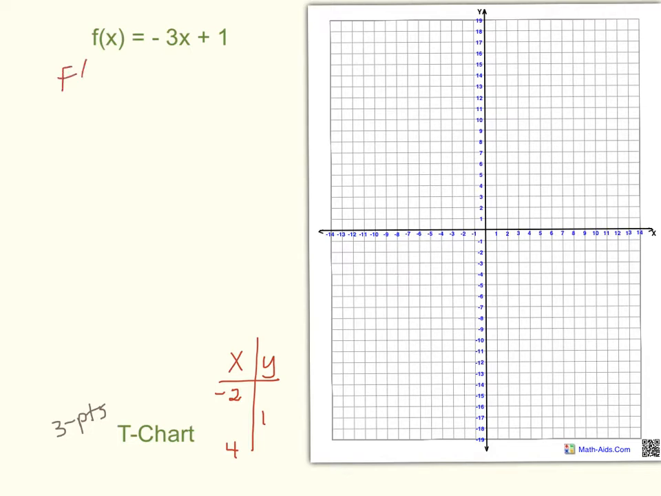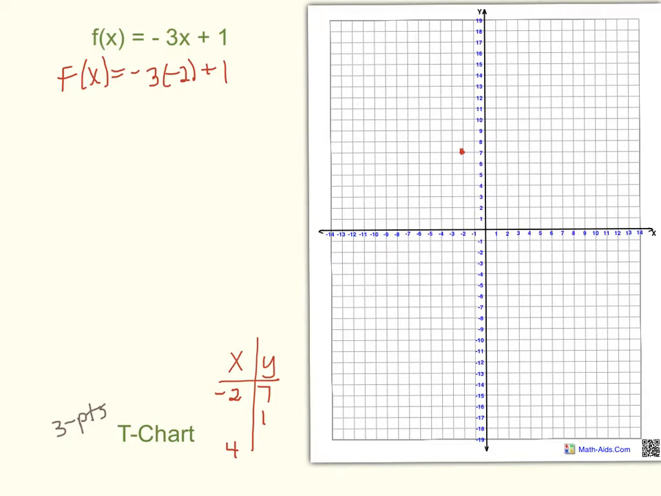Since I want to know if x is -2, I'm going to come up in this function. I'm going to plug that -2 in for x. Now remember, what does f of x equal? f of x is the same thing as y, so don't let that confuse you. That just means y. If I plug in a -2, I get a +6 plus 1, or a 7. So down here in my chart, I've got -2, 7, which means I can go over here in my graph and graph the point -2, 7.